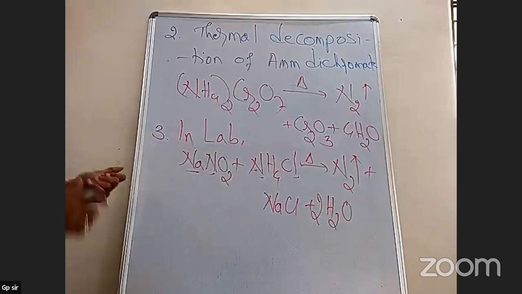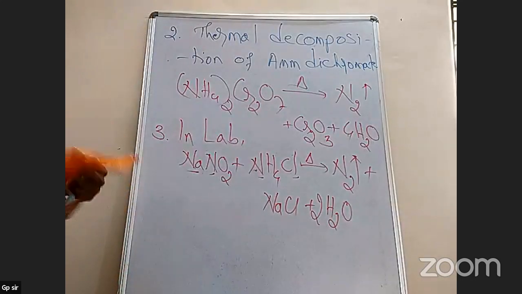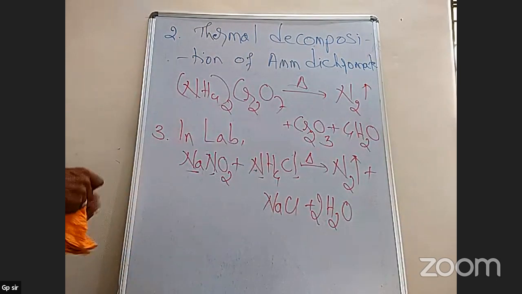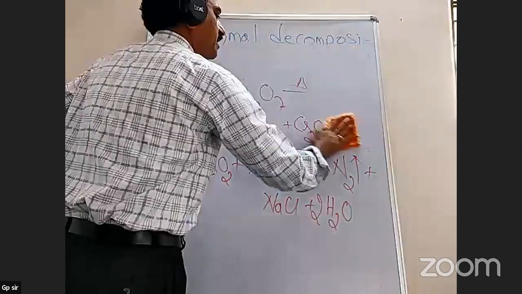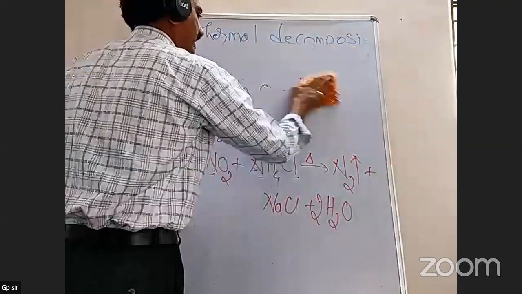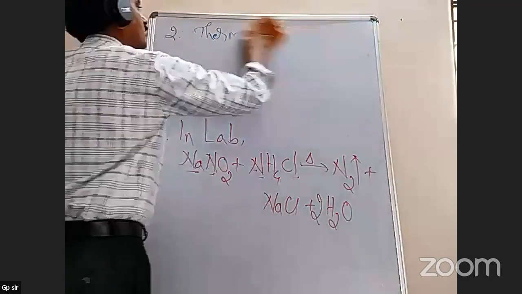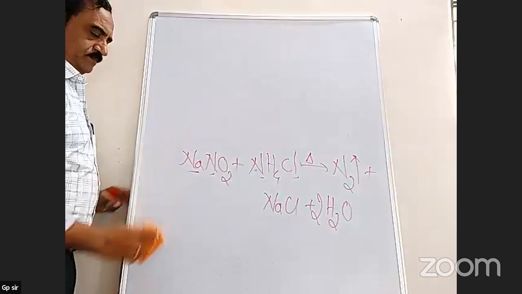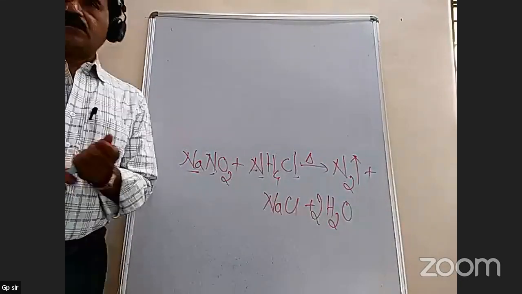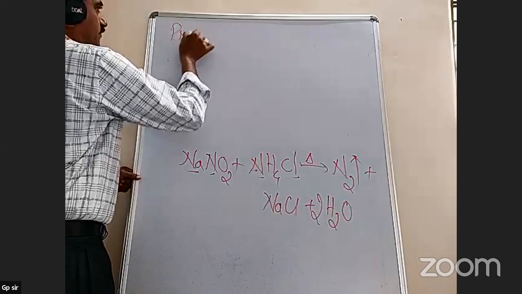Keep writing the equations. So in the laboratory, it is prepared by heating a mixture of sodium nitrite and ammonium chloride. Okay. Moving on to the properties of dinitrogen.